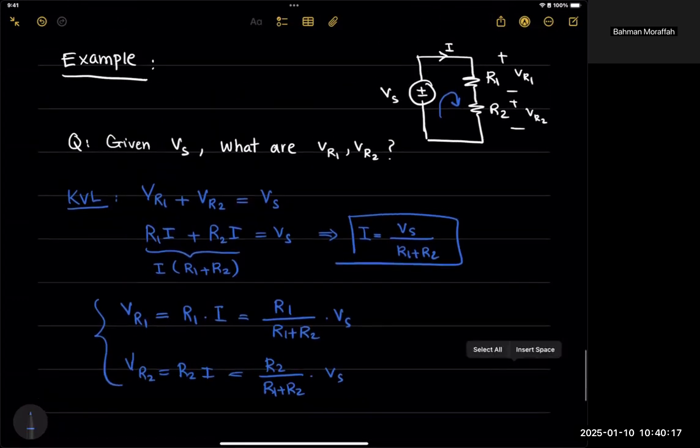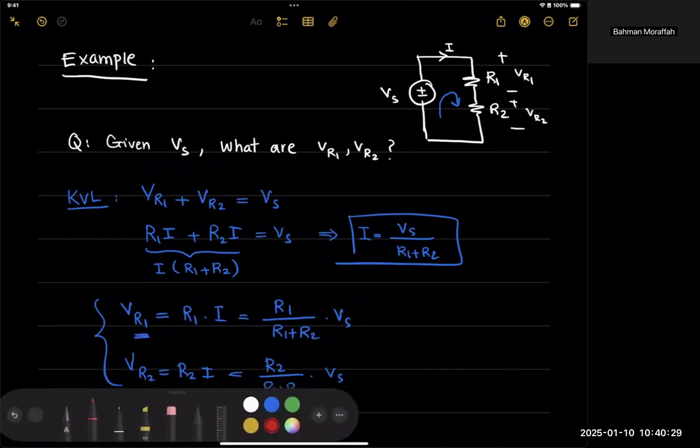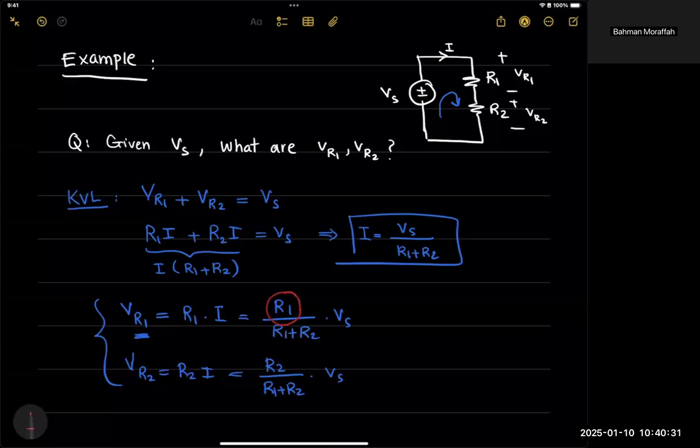What's very, very important here, and you should pay close attention to, is that the voltage across R1 is proportional to the value of R1, and the voltage across R2 is proportional to the value of R2. This circuit is actually very, very important. It comes very handy for us, so we give it a name. Since we're dividing the voltage between R1 and R2, we call this circuit a voltage divider.